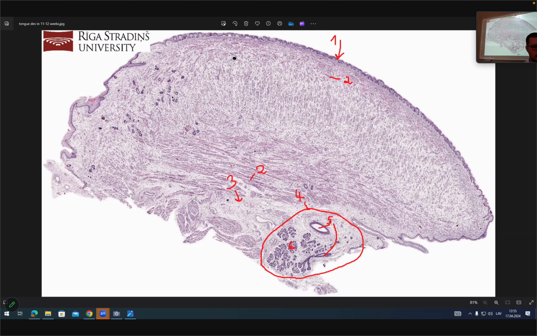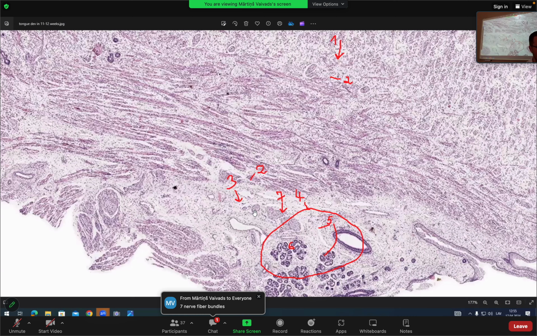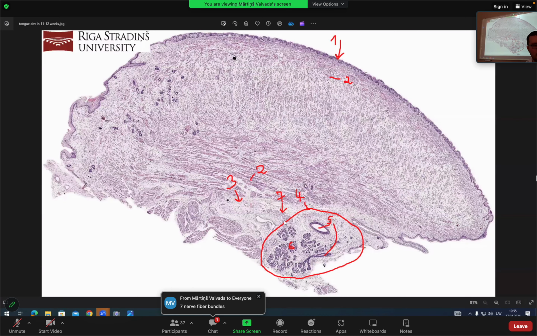Then what else? Only in this slide, you might spot small areas here. Number 7. These are nerve fiber bundles. If we would zoom in, you could actually see nerve fibers here. So number 7, you see small nerve fiber bundles next to the sublingual gland in this region. It's not in every slide, but in many slide variations, this can appear.